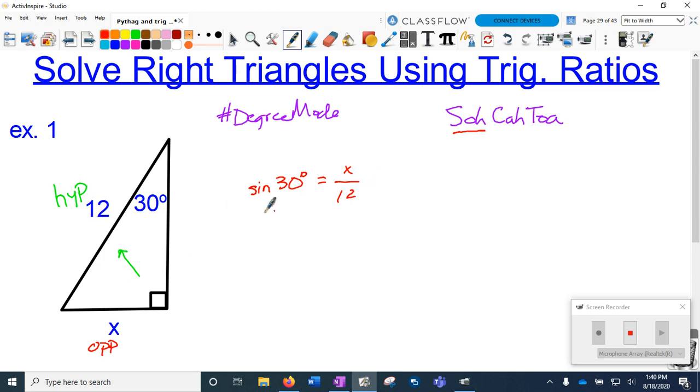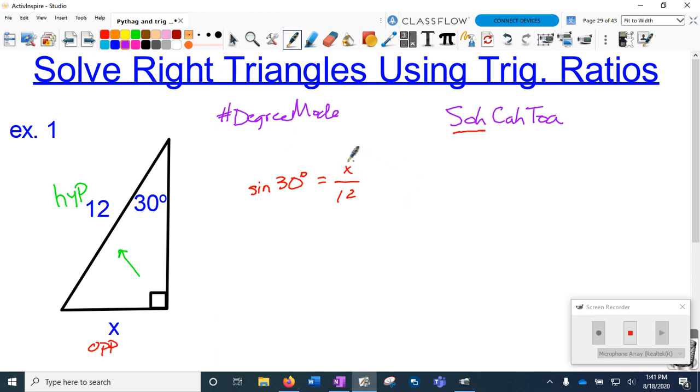And again, how did I know I was using sine? I knew because of the things that I had labeled. I have an angle that I know, I have one side that I know, and I have another side that I don't know. I want to use those three pieces of information to dictate which trig ratio I'm going to set up. Since I knew the hypotenuse and I wanted the opposite for this 30 degree angle, I set up a sine function. Now from here on out, we're going to do some solving and using our calculator.